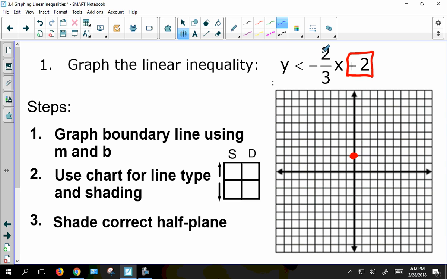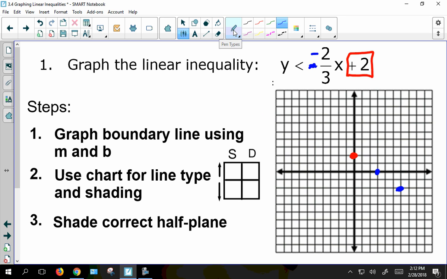Now, I use my slope. Oh my gosh, there's a negative sign here. Where does the negative sign go? Does that go with the 2 or the 3? It doesn't matter. You want to put it with the 2? Okay. Please put it with a number. It does not go with both. If you put it with both, that's a positive. So that means I'm going to go down 2 over 3.